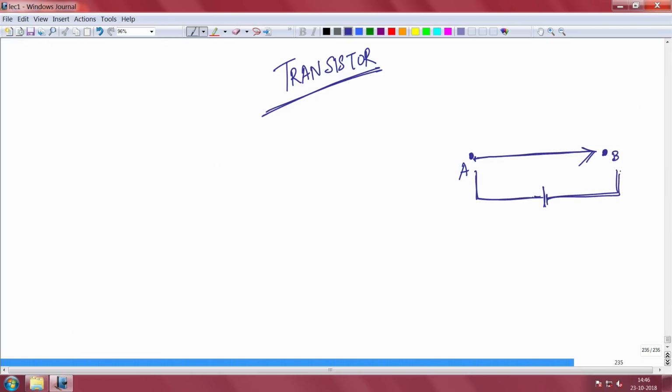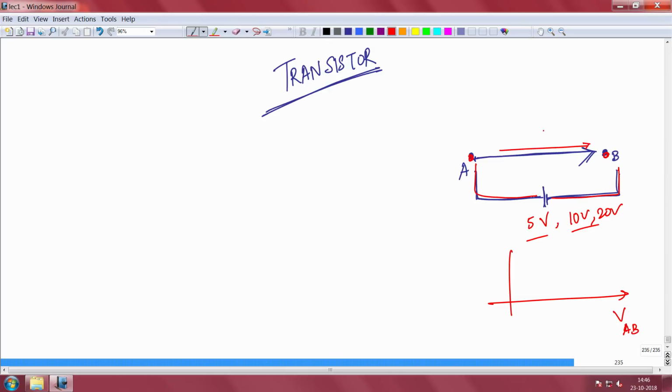But in a transistor the objective is that the current that flows between points A and B should be independent of the voltage that you are applying here, within some range. It does not matter whether you are applying 5 volt or 10 volt or 20 volt. Of course there is a breakdown, but within that limit, you are changing the voltage between A and B points. I am writing it V_AB.